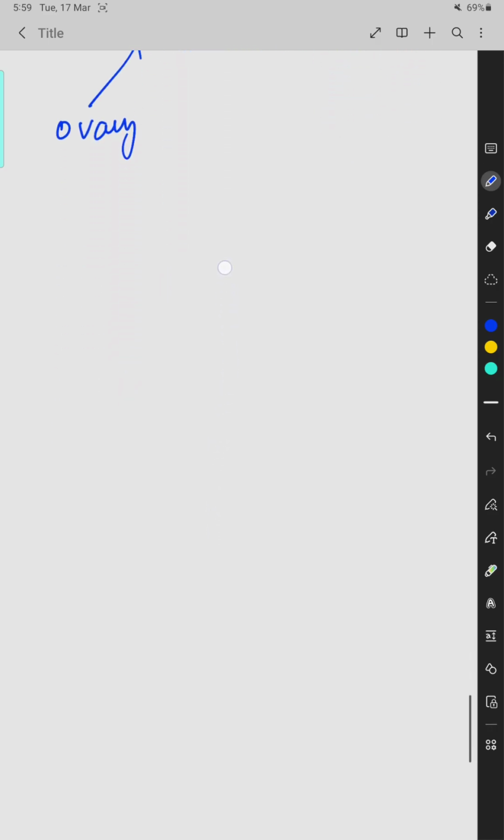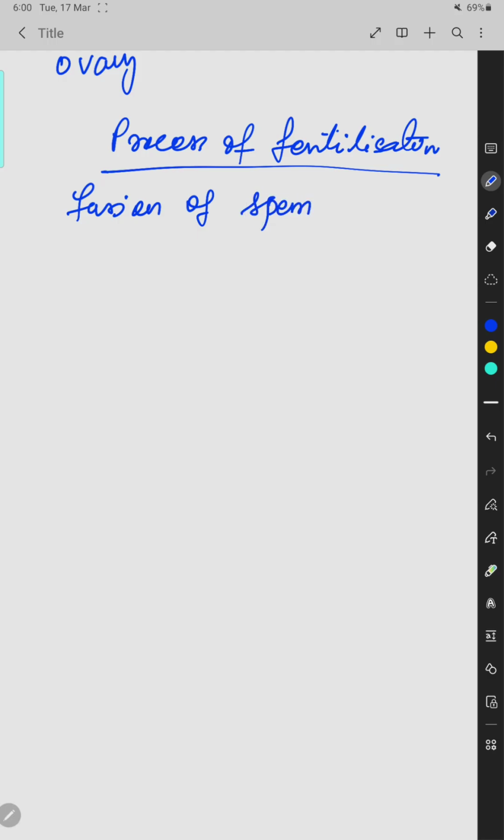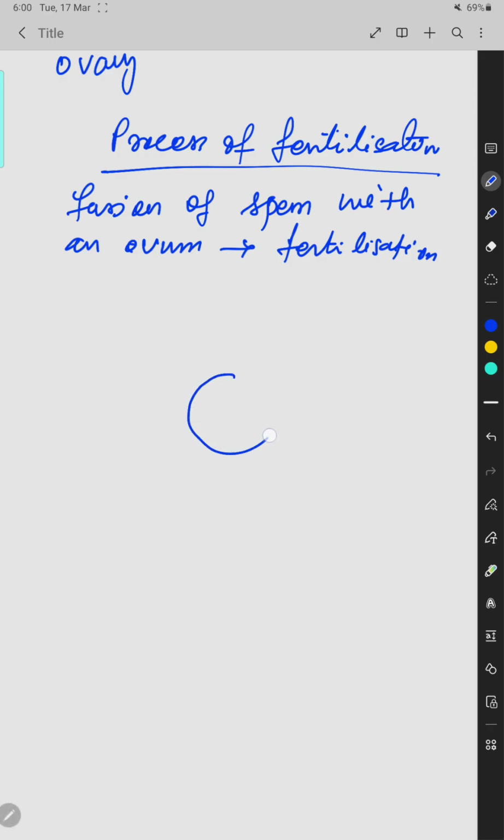Now come to the process of fertilization. So what is fertilization? The fusion of sperm with an ovum is called fertilization. Now the ovum, or you can say the secondary oocyte, is released. Suppose this is the ovum or secondary oocyte that is released.